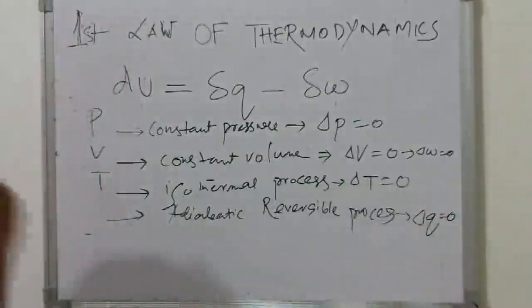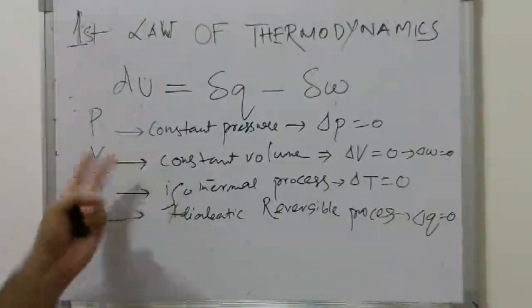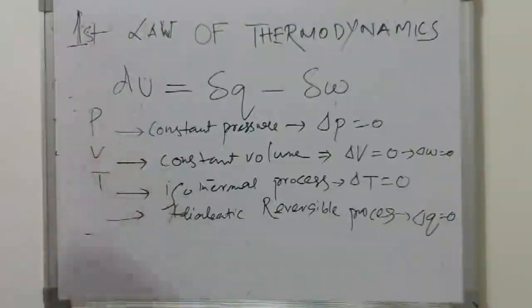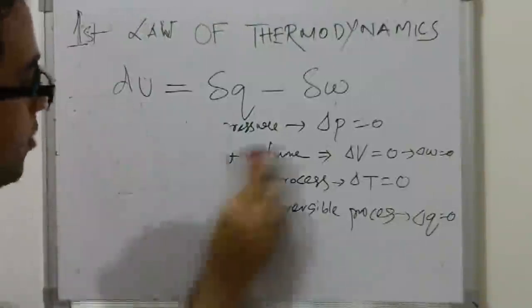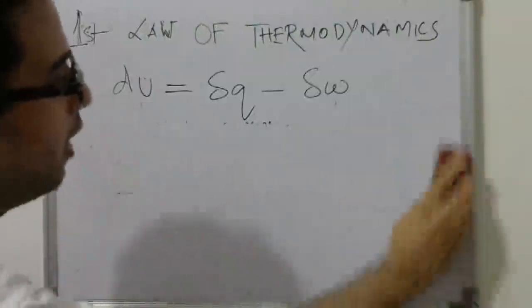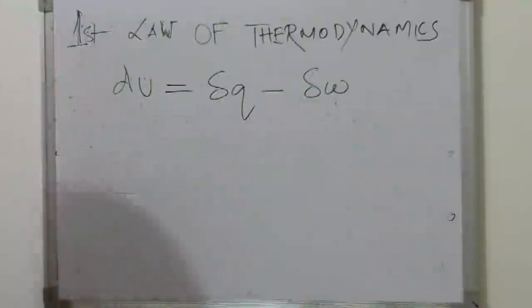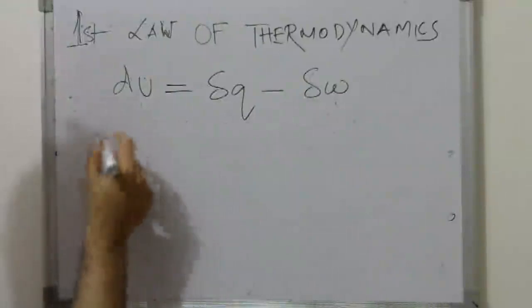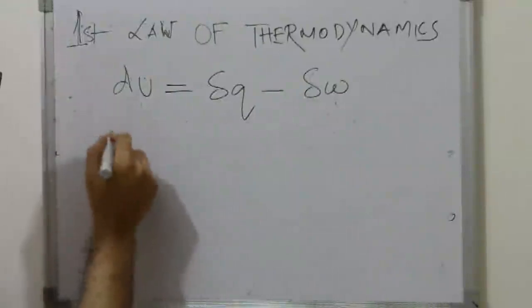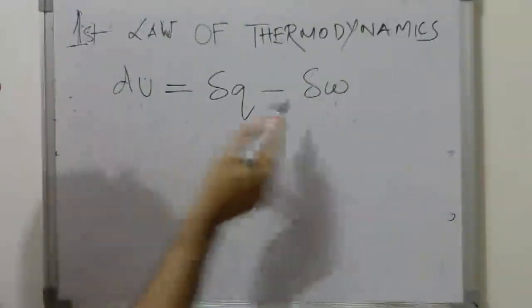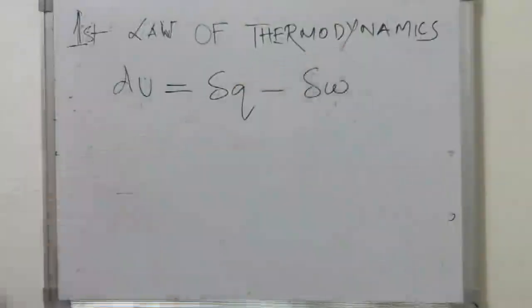So let's start with the constant pressure process. How do we deal with the constant pressure process, and how do we treat it from the first law of thermodynamics? Constant pressure process means, let's say I want to determine the amount of work done in a constant pressure process.